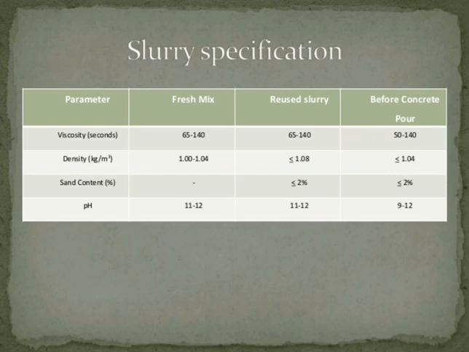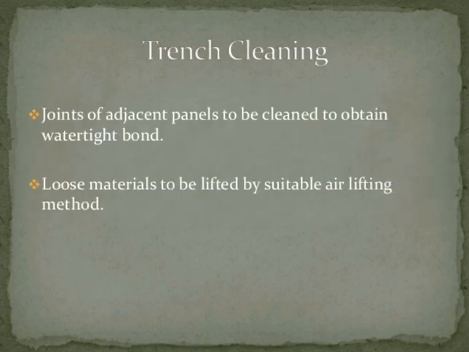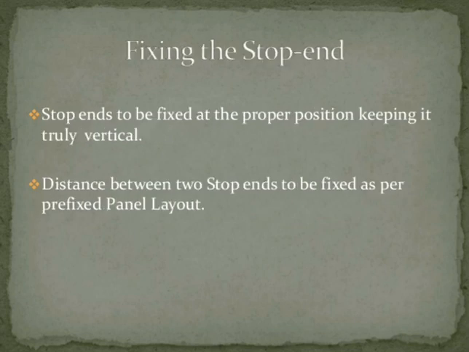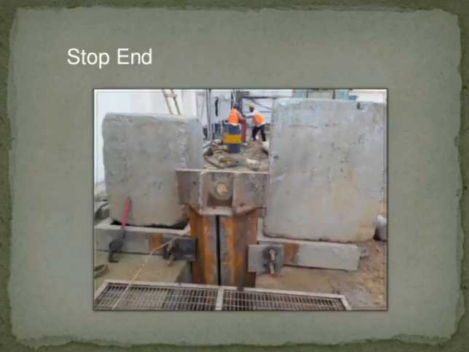The slurry specification is given in the table. Parameters are fresh mix, reuse slurry and before construction pour. Viscosity, density, sand content and pH value are shown in the table. According to that, slurry specification is defined. Next, trench cleaning. Joints of the adjacent panel are to be cleaned to obtain the watertight bond, and loose material is to be lifted by a suitable air lifting method. Now fixing the stop end. The stop end is to be fixed at a proper position, keeping it truly vertical. Distance between two stop ends is to be fixed as per the prefixed panel layout. So the stop end can be seen in the image.